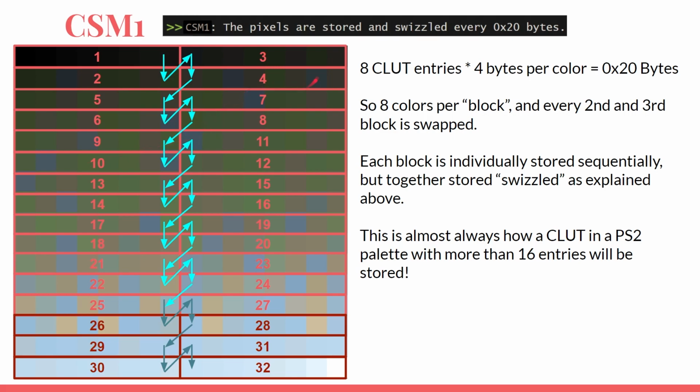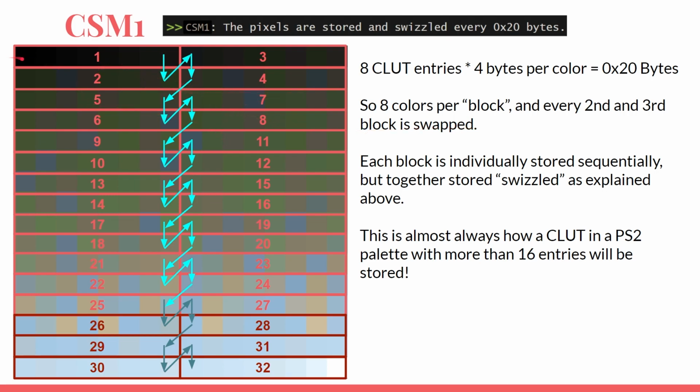Here's exactly how that works. So it said it was swizzled every 32 bytes. Well, 32 bytes, when each color is 4 bytes, corresponds to 8 colors. So we're going to call every stretch of 8 colors a block. And when we're storing blocks, every second and third block is going to be swapped.